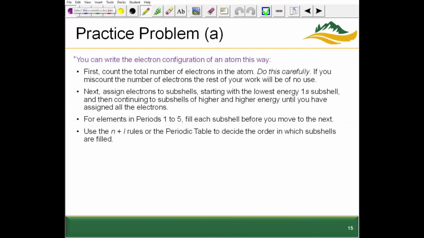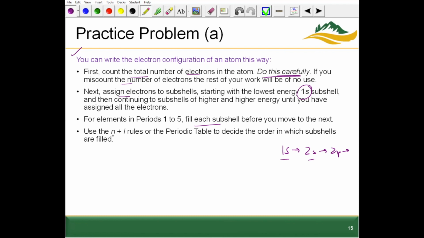So now we're going to follow these same steps. We need to count the total number of electrons. We do this very carefully because if we don't end up counting the correct number, then we're not going to have the correct electron configuration. Next, we'll assign electrons to subshells starting with 1s, then 2s, then 2p, etc. We would fill this subshell before moving on to the next subshell.